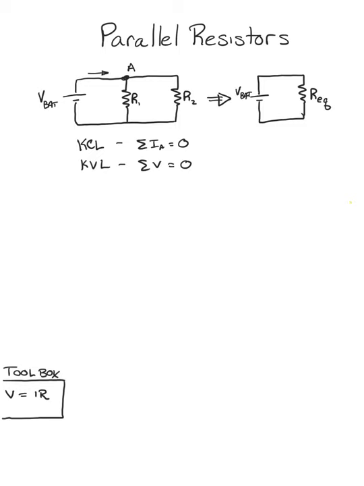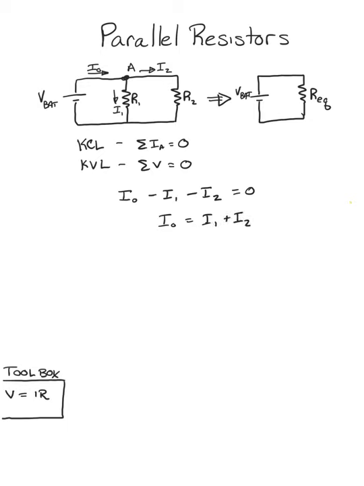So I'll have I naught coming out of the battery, I1 going through R1, and I2 going through R2. So by Kirchhoff's current law, what I'll have is current going into node A from the battery, and then the currents that are going out, so I'll give them a minus sign, are I1 and I2. Those have to be summing to 0, or I naught equals I1 plus I2.